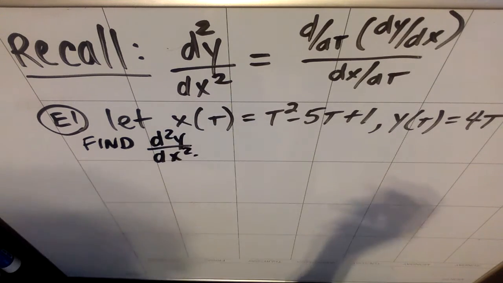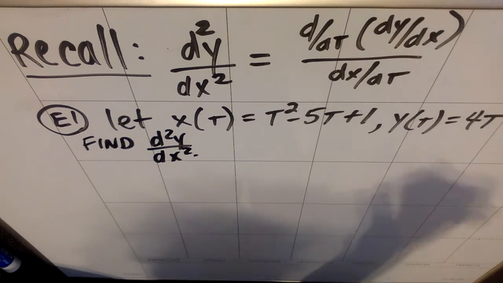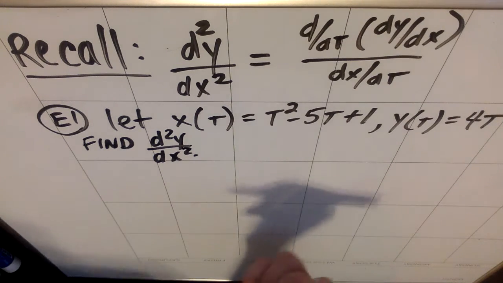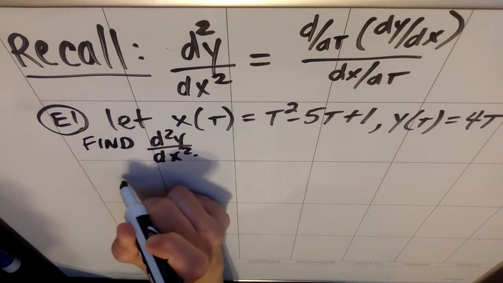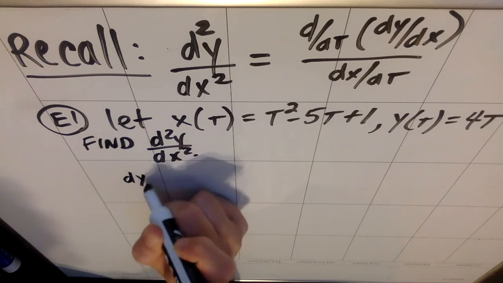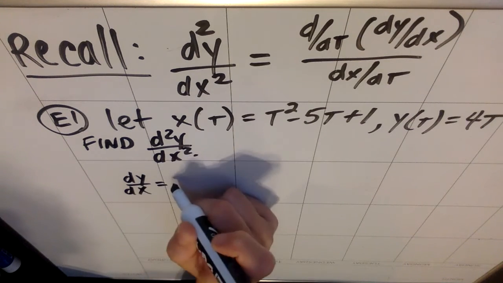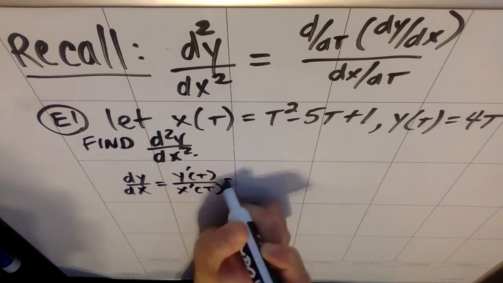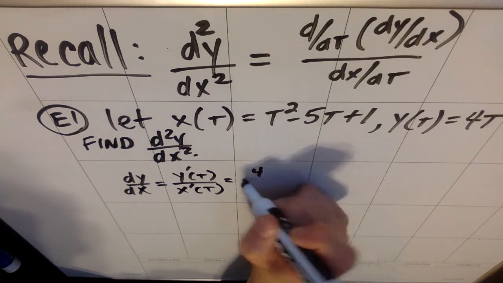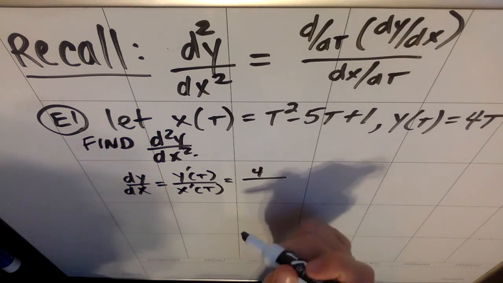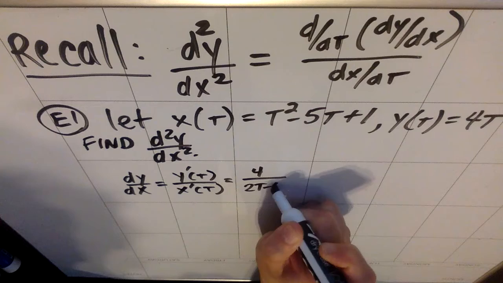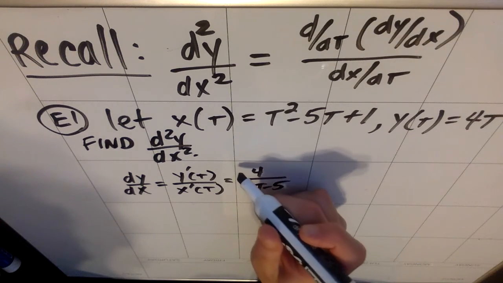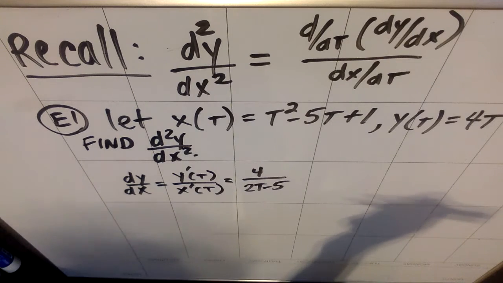Just like any other second derivative, we have to find the first derivative along the way. There's only a few random exceptions where that's not true, and it's always because of some specific pattern. So the first thing I'm going to do is find dy/dx. dy/dx itself should be my y prime of t on top of my x prime of t. y prime of t is just a 4, because y of t was 4t. And x prime of t should be 2t minus 5, because my x of t was t squared minus 5t plus 1. So that's my dy/dx, and that's great.